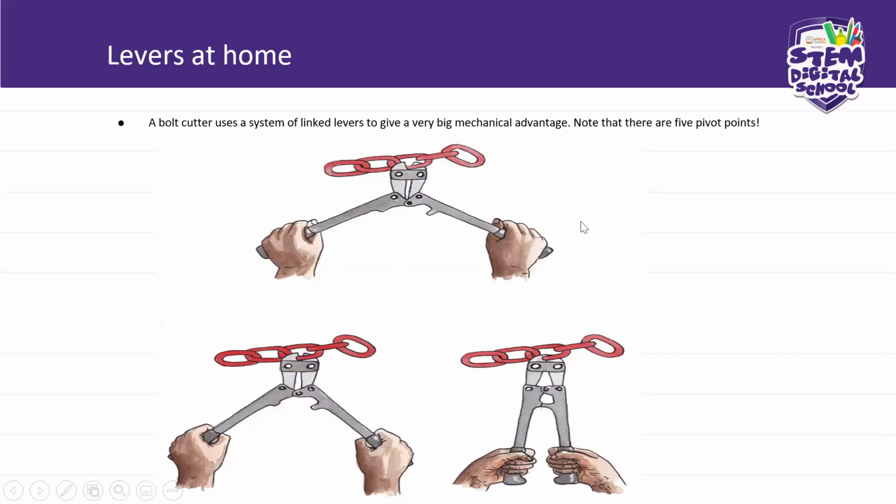All right. So the application of these mechanisms can be complex. So we have to look at every machine that we come across and try and identify how many levers can you see there? How many pivots? You know, some items in your environment are a combination of different types of levers linked together.